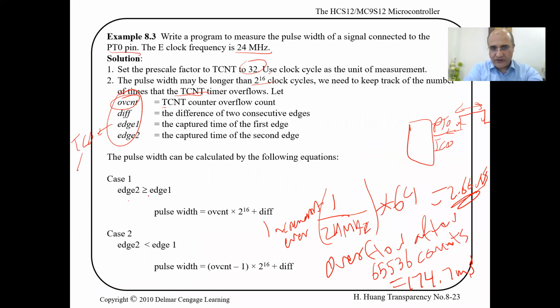If edge 2 was larger than edge 1, the pulse width will be the number of times you overflowed times 2 to the 16, which is 65,536, plus the difference, edge 2 minus edge 1, larger minus smaller. If edge 2 is smaller, you remove one from the count because it didn't complete a full count, plus the difference.